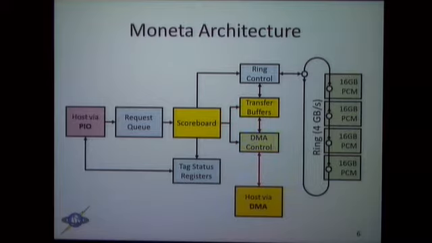Once that comes back, we'll send a message across our ring network to one or more of the PCM memory controllers. And once the data is actually written and durable in memory, we'll send a message back across the ring to the scoreboard, where when we finish the request, we'll set a bit in our tag status register and send an interrupt back to the host system. At that point, the host can read that register and figure out which requests have finished. We can actually track 64 outstanding requests in flight at the same time in our hardware.